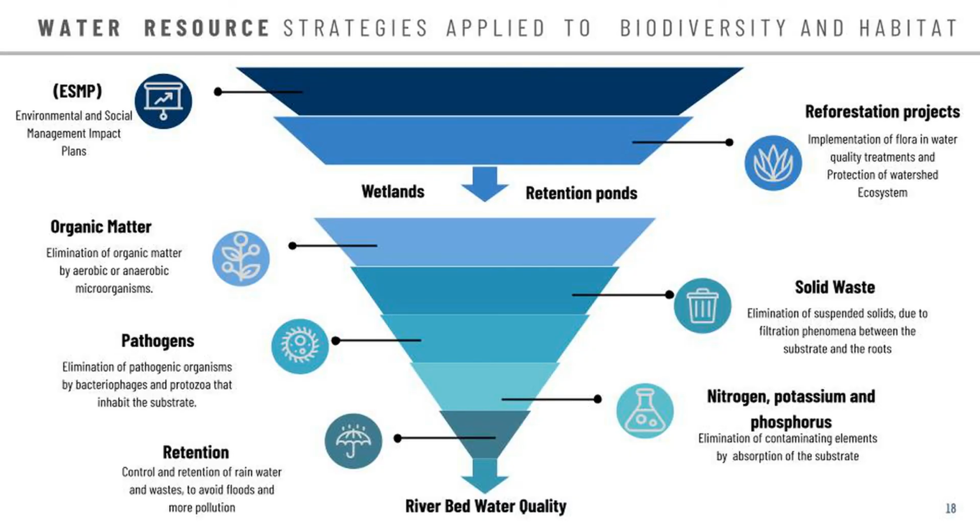To treat these problems, we have to start to promote the implementation of environmental and social management plans, a set of mitigation, monitoring, and institutional measures to be taken during the implementation and operation of the project's activities, to eliminate adverse environmental and social impacts, offset them or reduce them to acceptable levels, including the actions needed to implement these measures. Also, reforestation projects to increase the implementation of flora in water quality treatments and the protection of watershed ecosystems and the organisms depending on them.